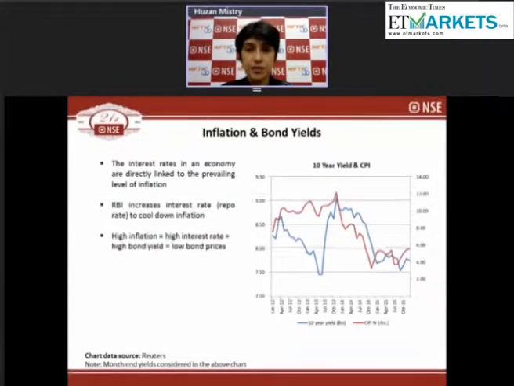Let's move on to inflation. When the Reserve Bank and the government talk about where they want to peg yields in the bond markets, a big input for them is the inflation in an economy. If the expectation is that inflation is rising and going out of control, central banks raise rates to rein in inflation. And if it is the other way around, you decrease rates.